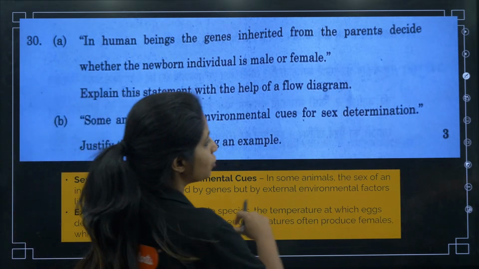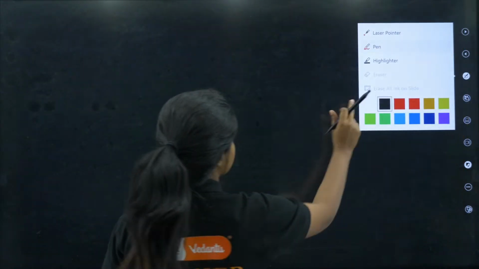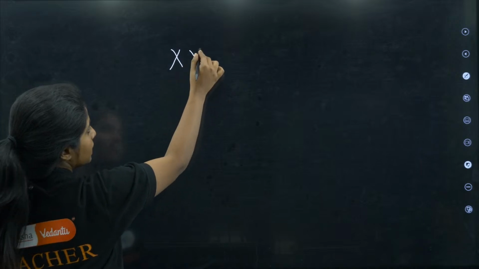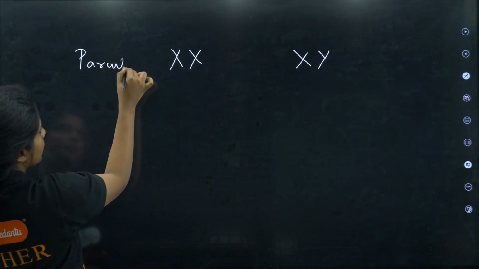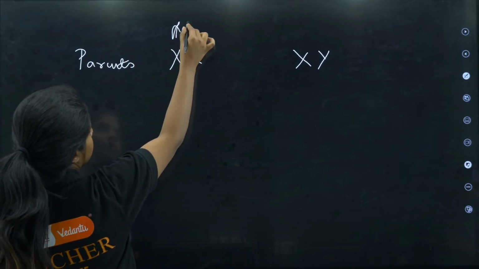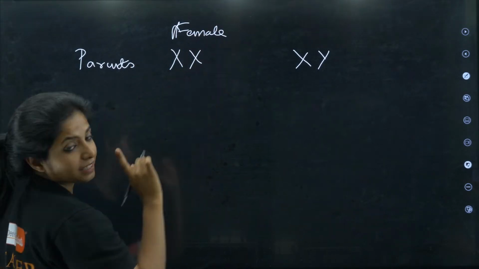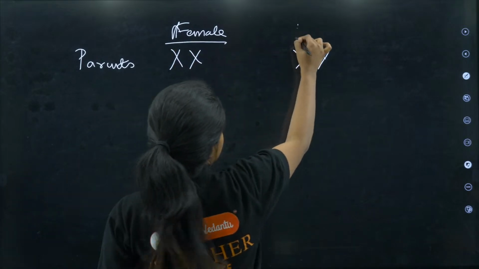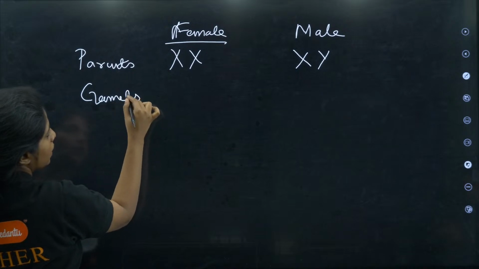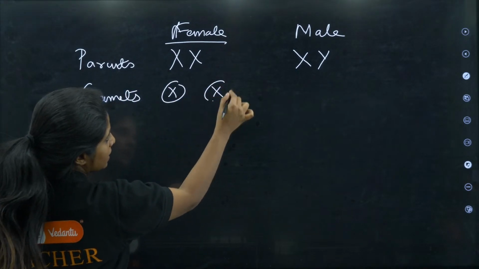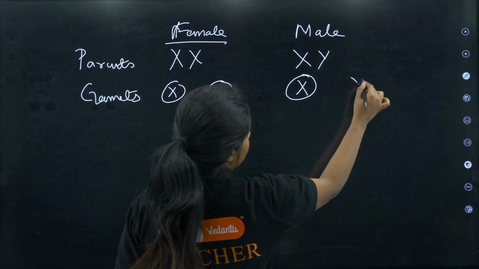So basically you have to create the chart over here which looks like this. So my dear children, male will be XY, female will be XX. So please write parents over here. And this is female and this is male. If I said something else, please don't mind. And over here, the gametes would be X, and here it could be X and Y.